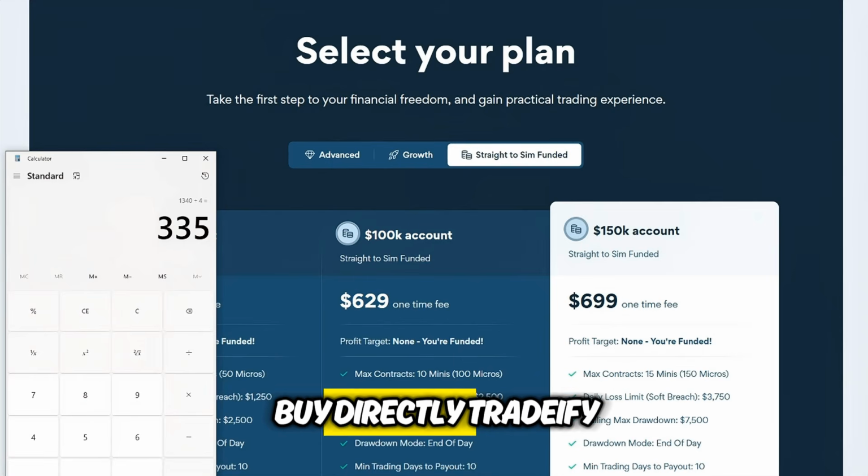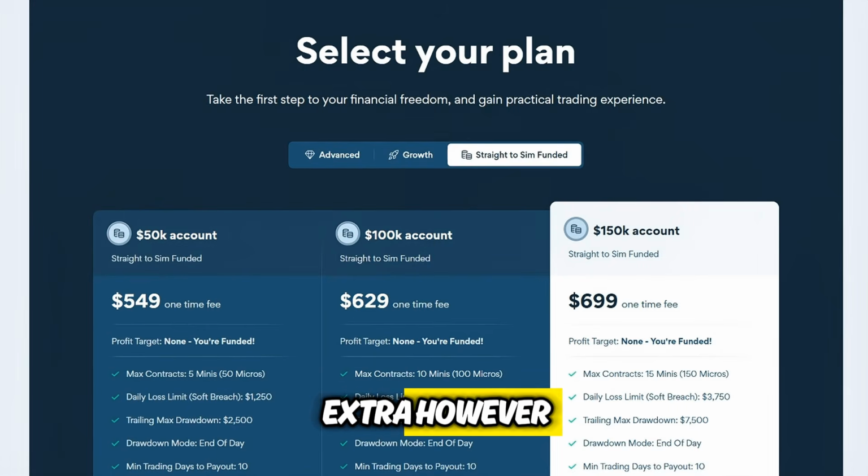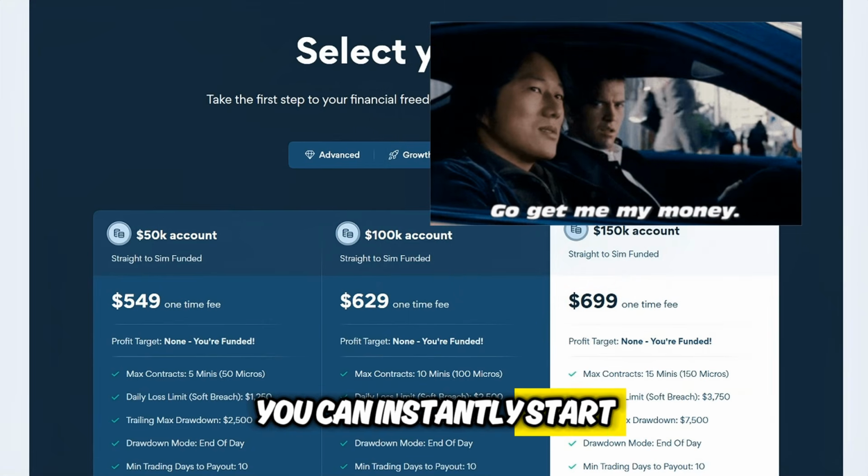Here, if you want to buy directly from Tradeify, you pay an extra $84 or about $100 extra. However, you don't need to waste the time to pass evals. You can instantly start making money on day 1.